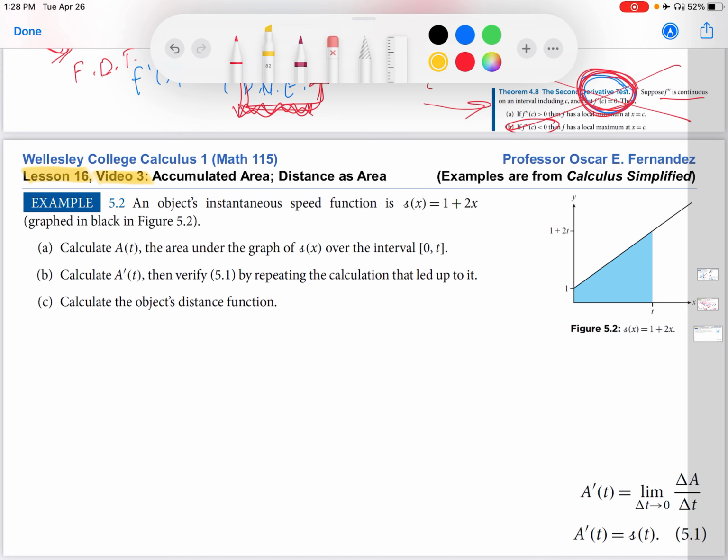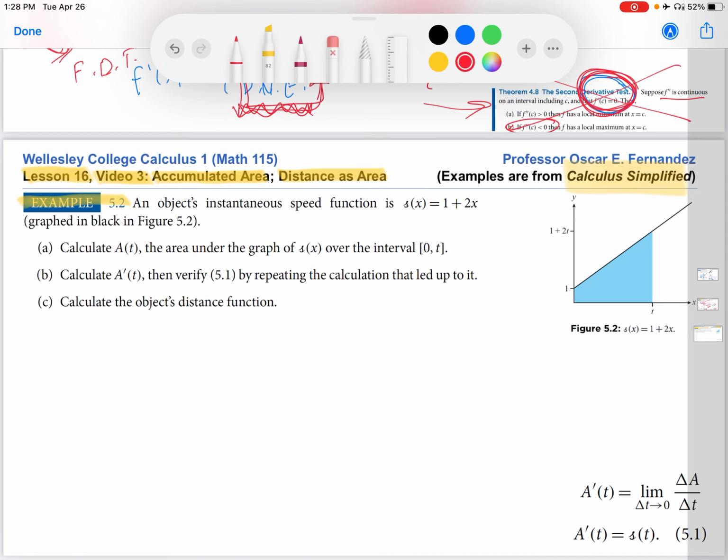This is a video that starts a new chapter in the book that we're using, Calculus Simplified. And the topic here is accumulated area and also viewing distance as area. So example 5.2 is the one that I'll be going through here. Let's see what it says.